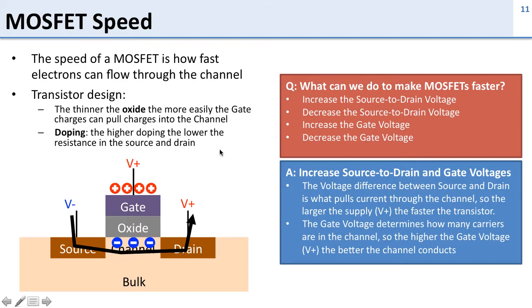You can change how you build transistors to make them faster, but in terms of the operation of a transistor, it will be slower if you have a lower voltage. So a lower voltage means I can pull less electrons onto the gate, which gives me less in the channel, and a lower voltage across the source and the drain means I have less force to pull electrons through the channel itself.